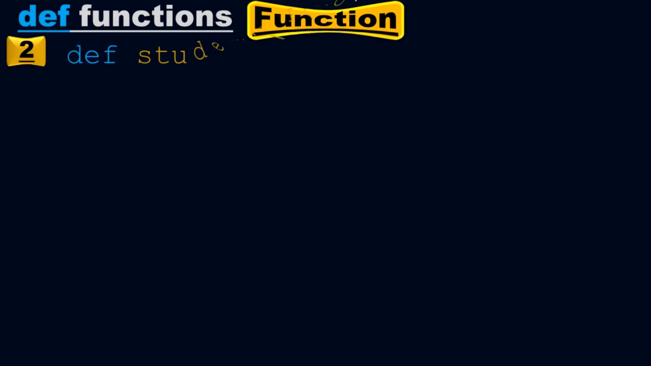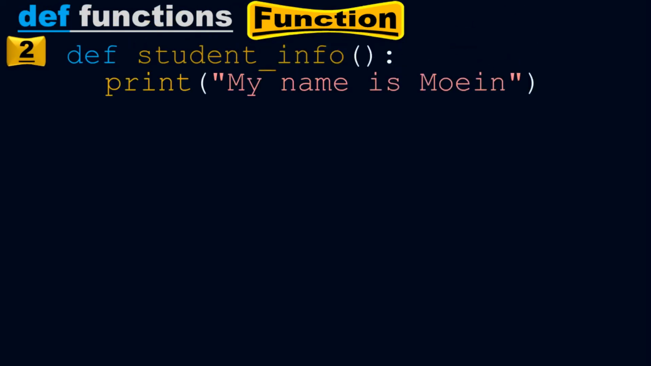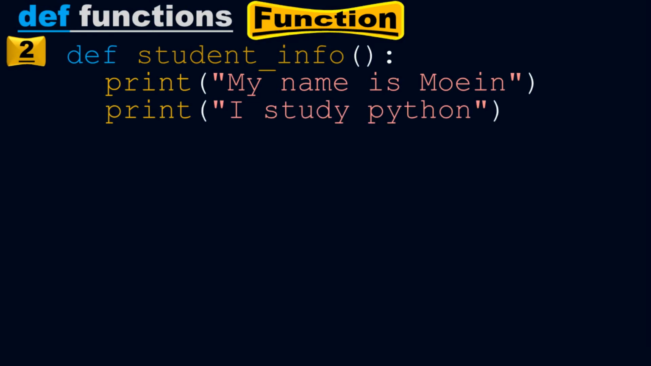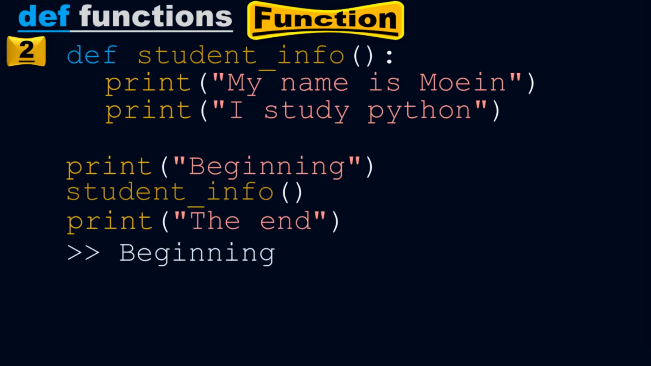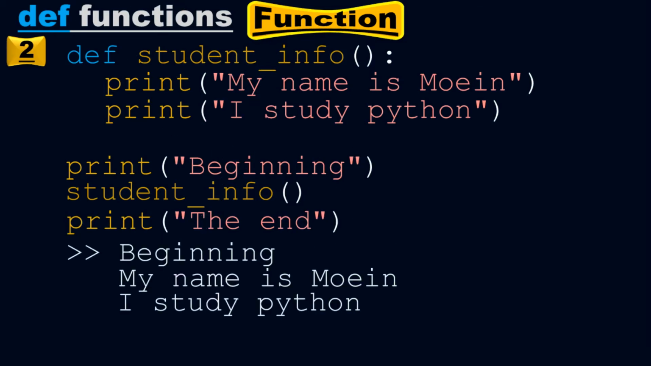Example number 2. Def student info, print of my name is Moein, print of I study Python, student info. Let me include one print function here, print of beginning, and then let me add one more print function, print of the end. So when you run it, you will get this output: beginning, and then my name is Moein, and then I study Python, and then the end.